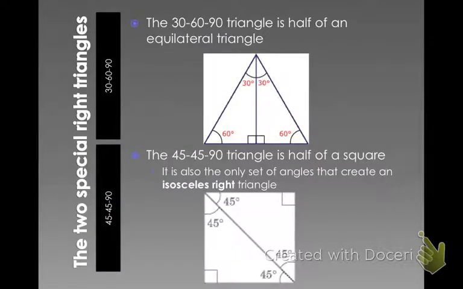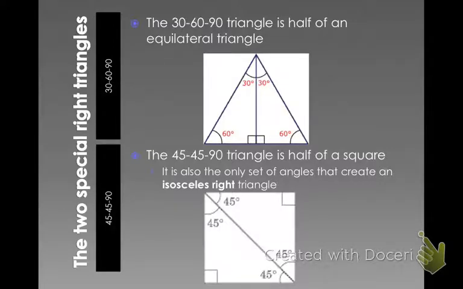There are two special right triangles. One is called the 30, 60, 90, and it comes from splitting an equilateral triangle in half by drawing an altitude from one of the angles to the opposite side. By doing that, because it's equilateral, the altitude is also the angle bisector, and it creates a perpendicular angle, so we get 30 degrees up at the top and 90 degrees at the bottom.